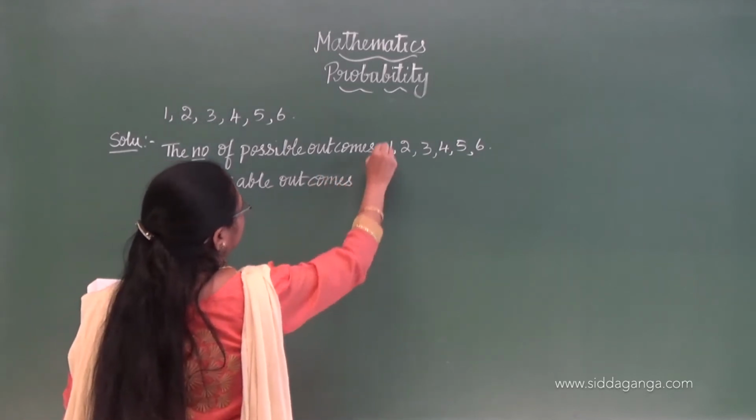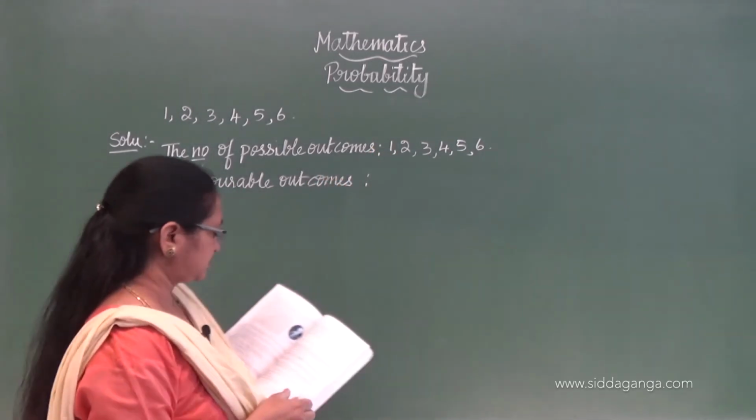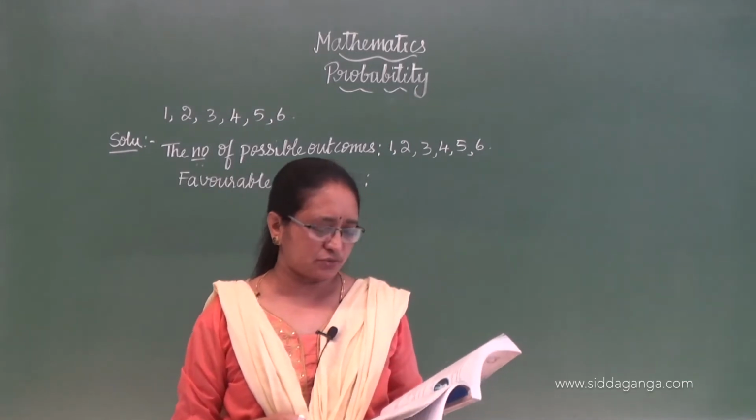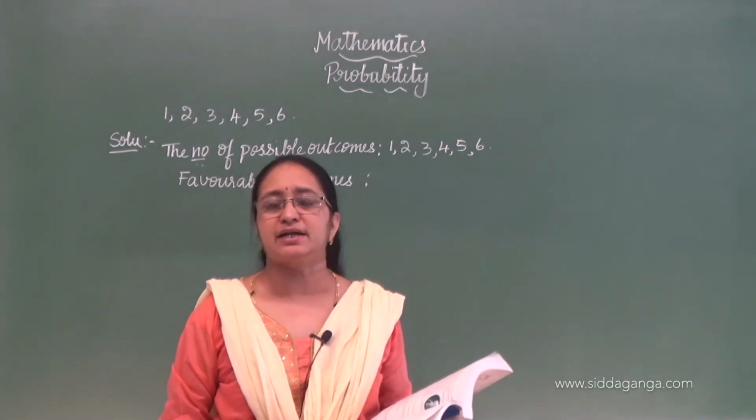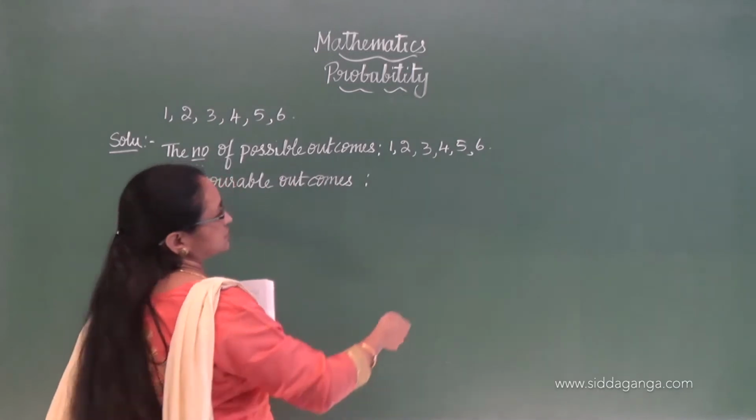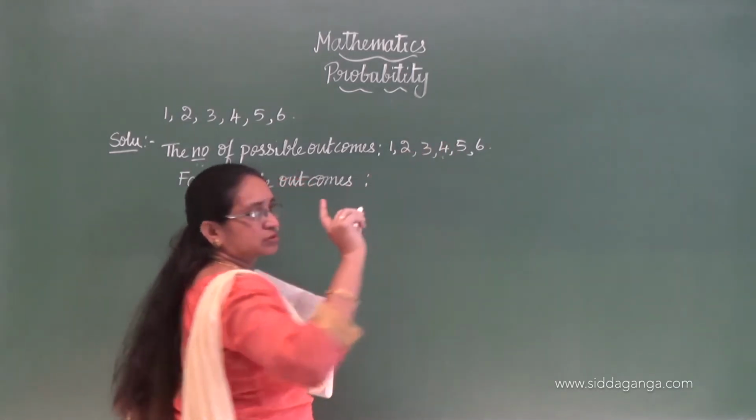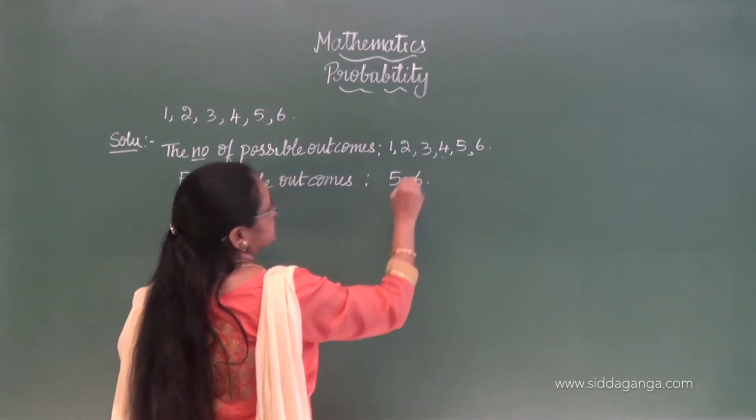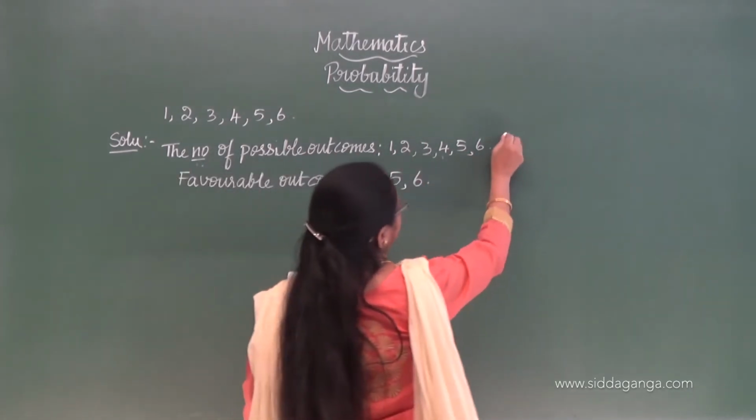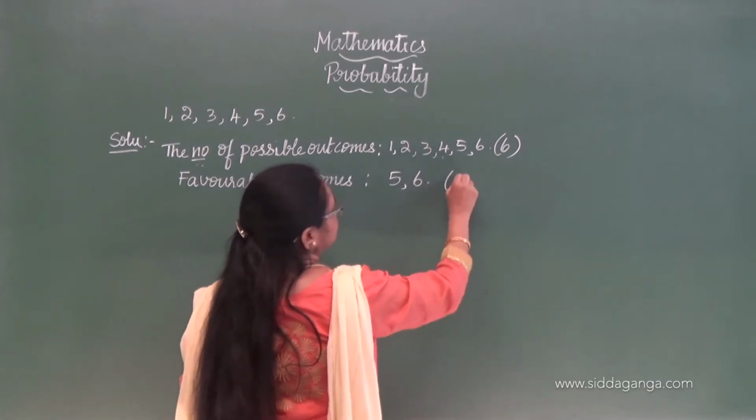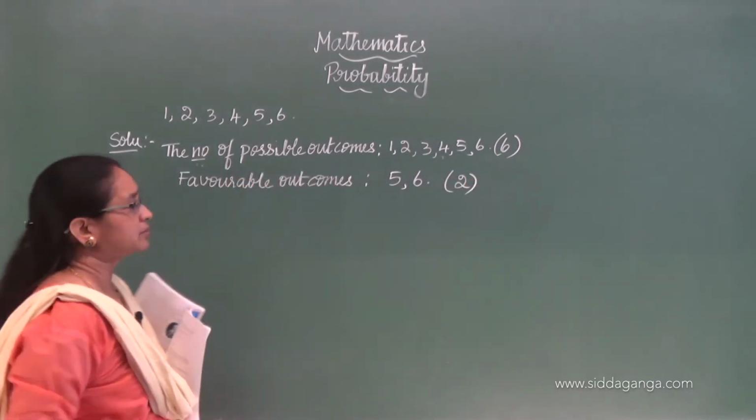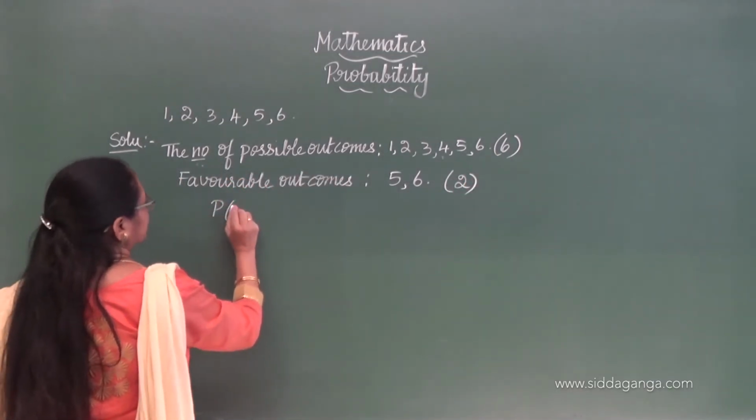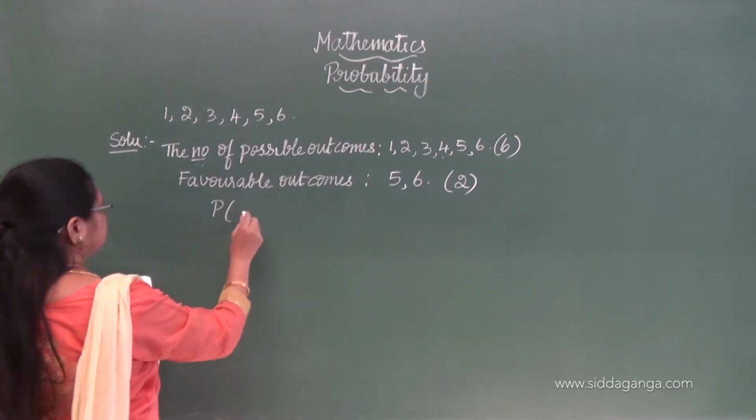What is a favorable outcome? See, what is the question? When the die is thrown, what is the probability of getting a number greater than 4? Greater than 4 means you should not include 4. Keep this in mind, greater than 4. So 5 and 6. So how many possible outcomes? 6. Favorable outcomes, 2.